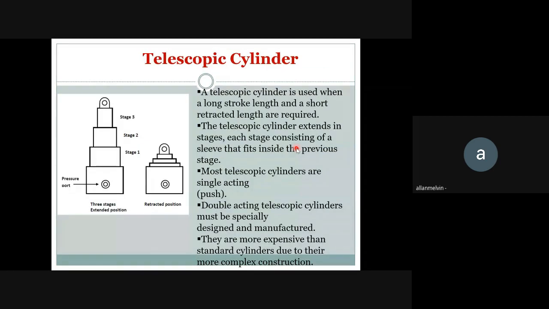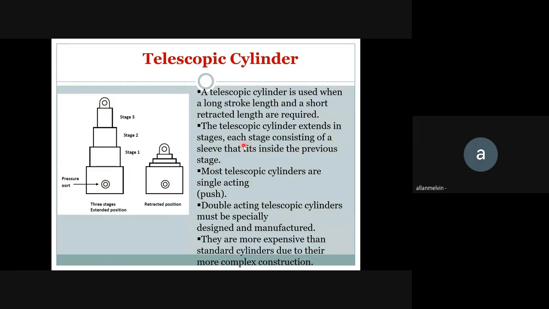Then we have a telescopic cylinder. A very interesting cylinder because it can extend. One advantage of the telescopic cylinder is it requires very small space for you to keep in a retracted position, and it can extend to a very large or very lengthy extension. So it's very useful. A telescopic cylinder is used when a long stroke length and a short retracted length are required. So the retracted length is small and the extended is a long stroke.